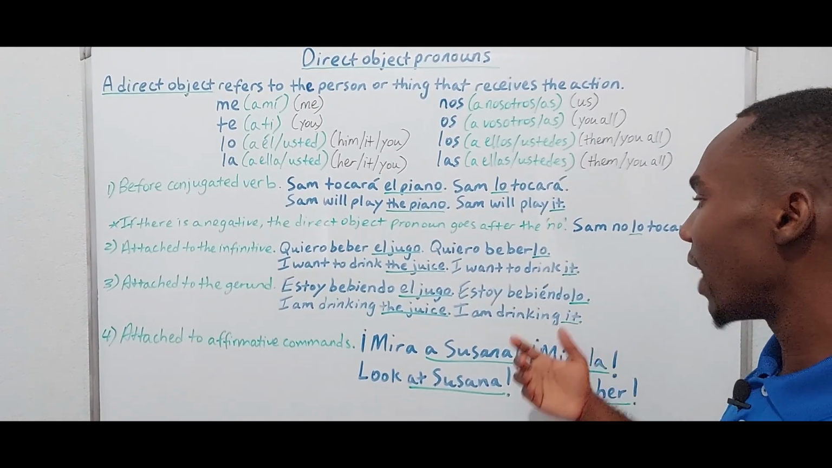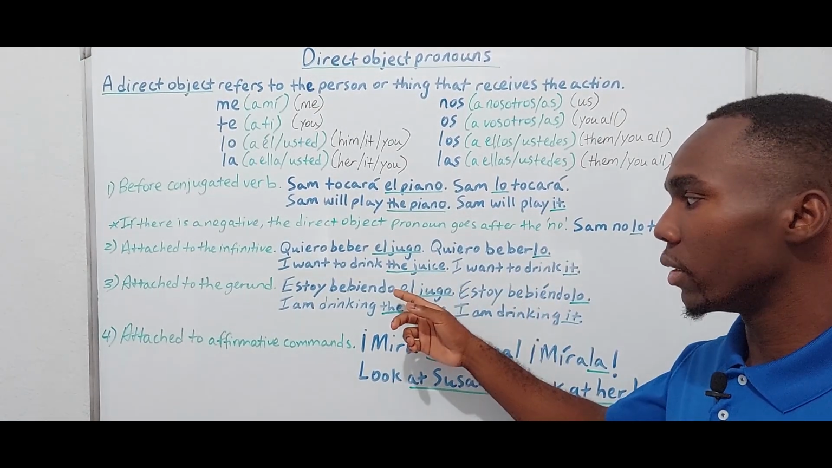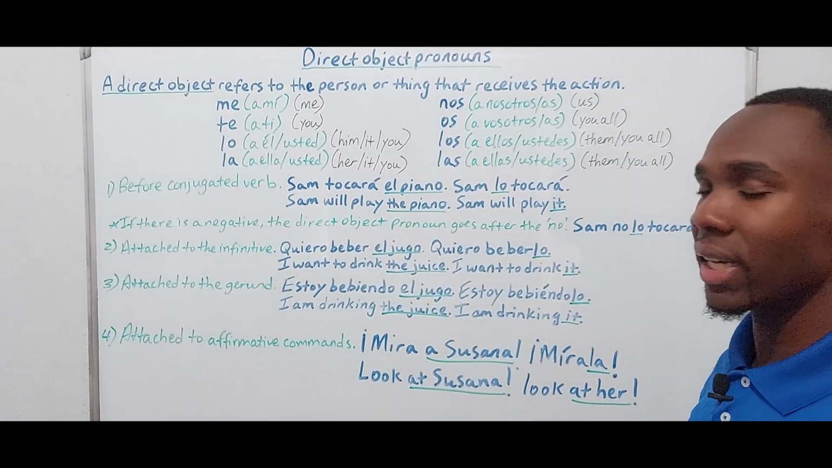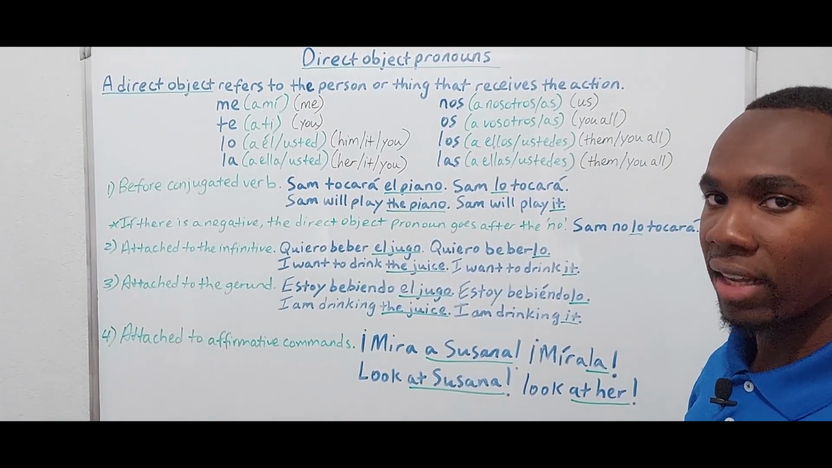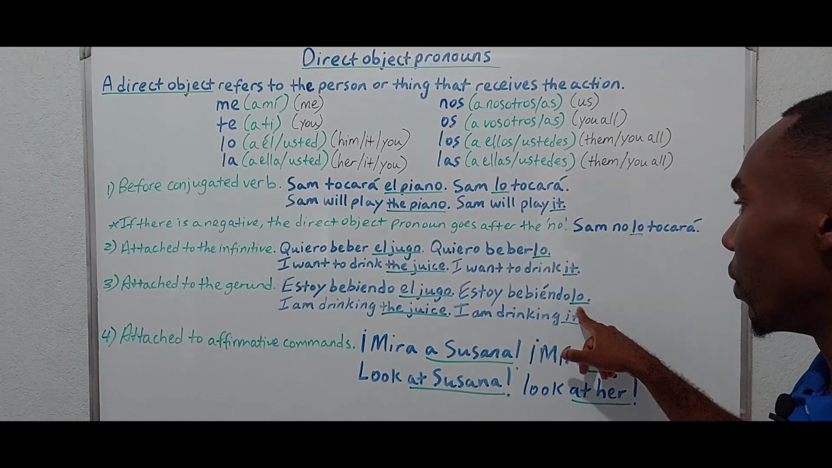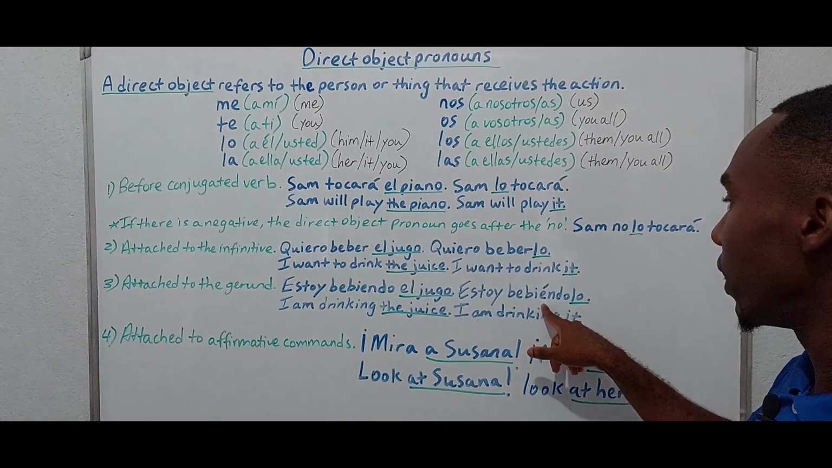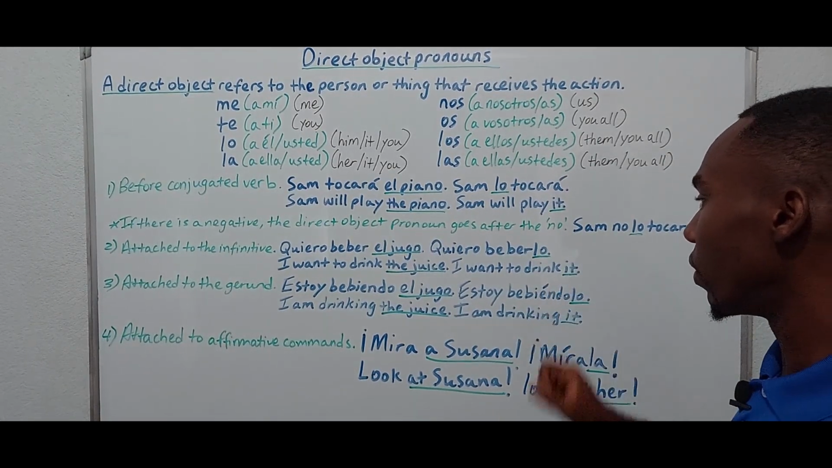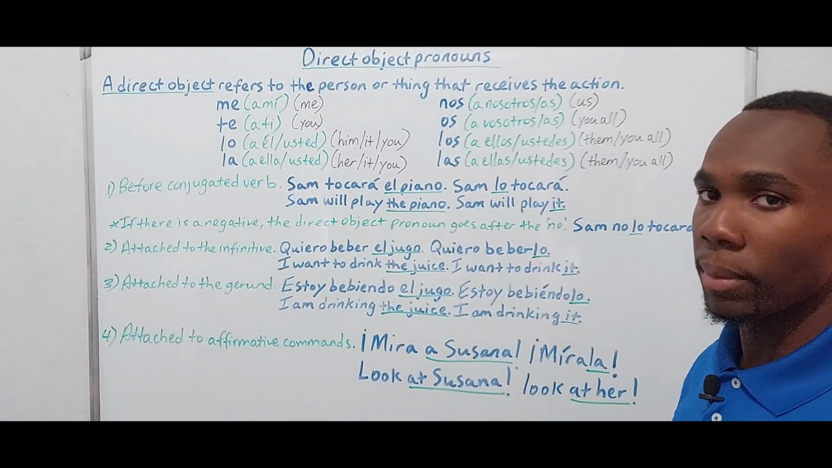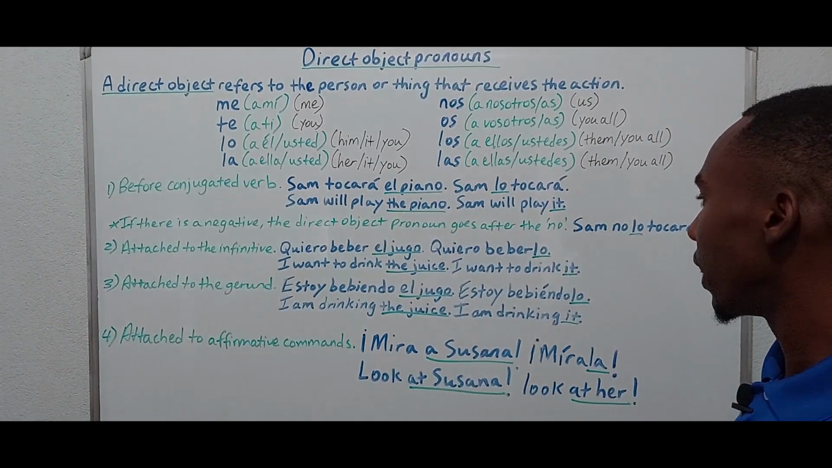So when you attach the direct object pronoun to the gerund, you have to put an accent on the third from last vowel. So let's look. Here, we start from the end: 1, 2, 3, and then we put an accent on the third vowel from the end. That's just a grammar rule. So it would be estoy bebiéndolo. Okay? I am drinking it.